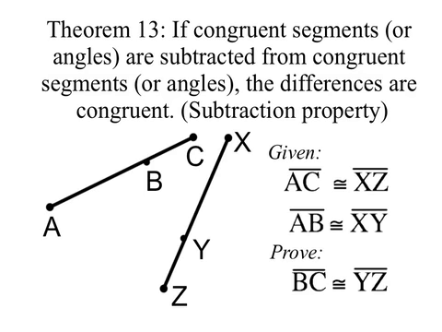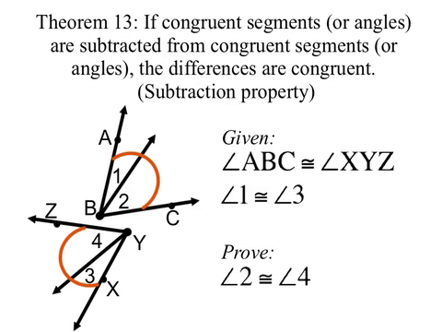Once again, we'll start with segments. Here's our congruent segments. And then we're going to subtract the blue ones, which are given as congruent. And what's left, the two black ones, BC and YZ, are congruent, now marked in orange. So we're given that the entire segments were congruent, AC and XZ. We were also given that the blue segments, AB and XY, were congruent. And when we removed the blue segments, we were left with the congruent orange segments, BC congruent to YZ.